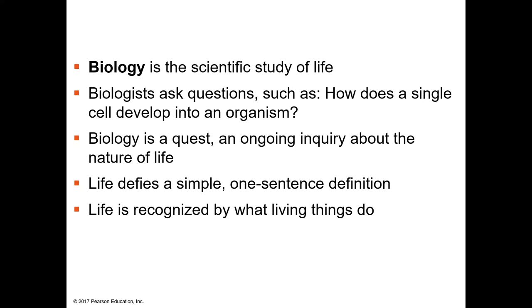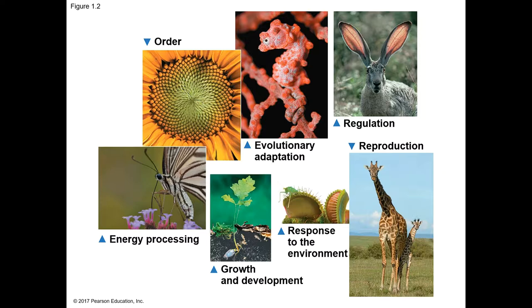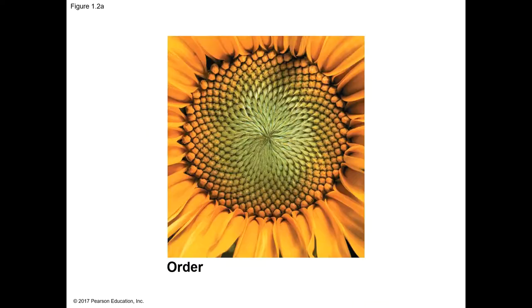Life is recognized by what living things do. For instance, what I was talking about before, these all are things that exemplify life. There's order, there's evolutionary adaptation, there's regulation, like as far as body temperature, the ability to reproduce, response to the environment, the ability to respond to stimuli, the ability to grow and develop, and the ability to process energy. All of these things are required for a definition of something that's living. Any one of these, or any combination of two or three or four of these, perhaps, may exist in something that's non-living. But certainly with all seven of these independent features, you would have something that would identify living organisms, as far as we know.